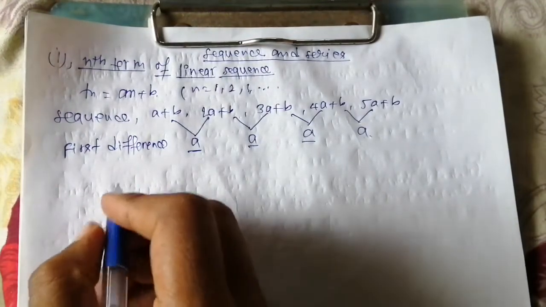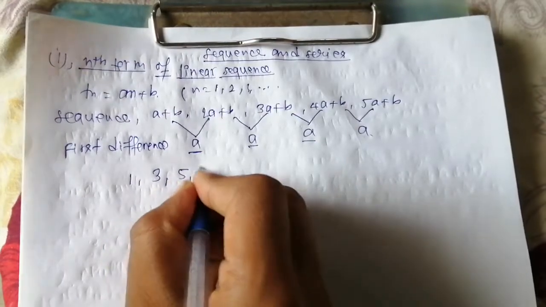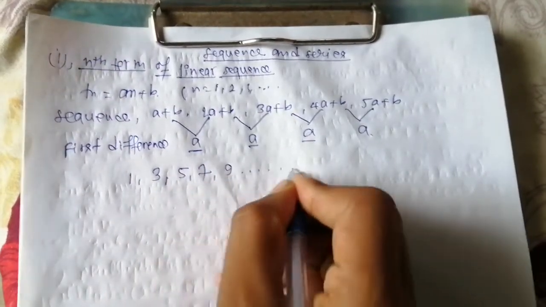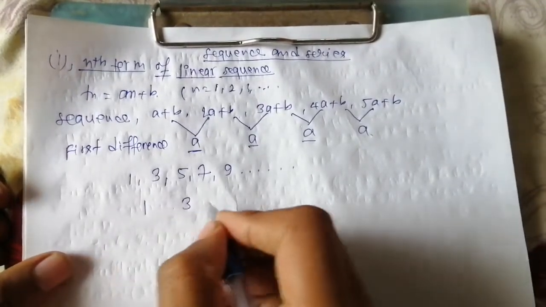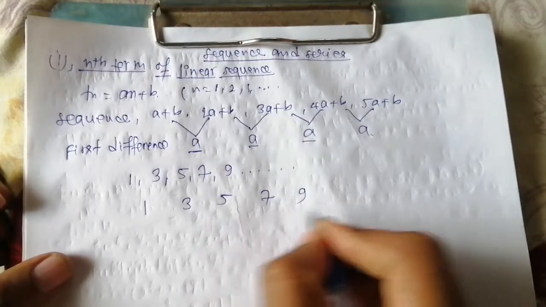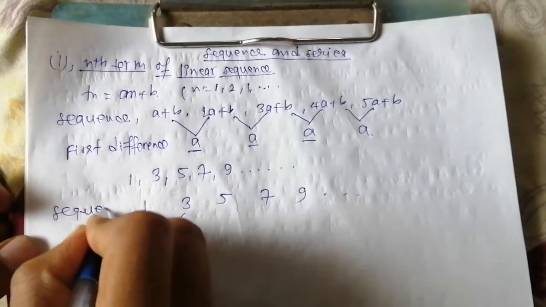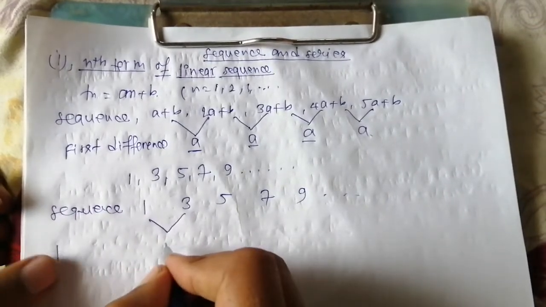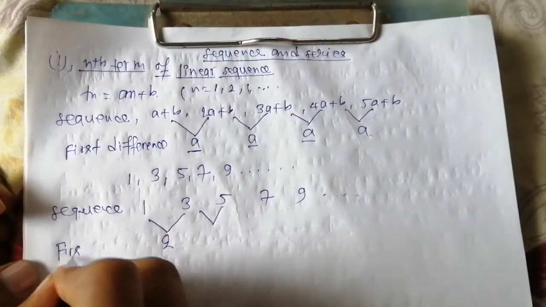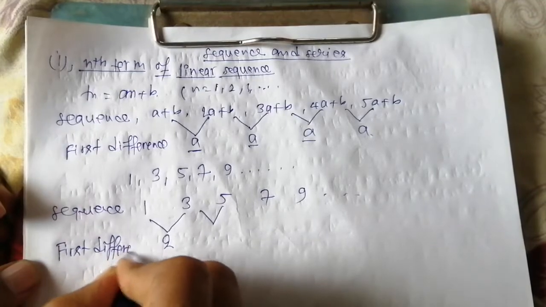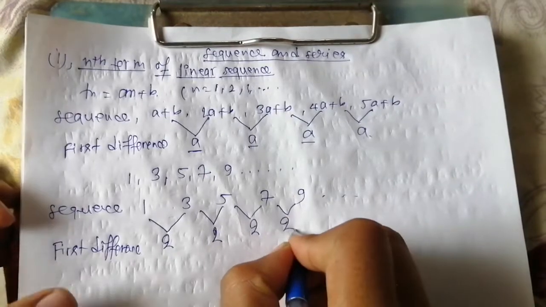For example, take the sequence 1, 3, 5, 7, 9. So what is the first difference? What is here? The first difference is 2. Here is also first difference 2, here first difference 2, here first difference 2, and here first difference 2.